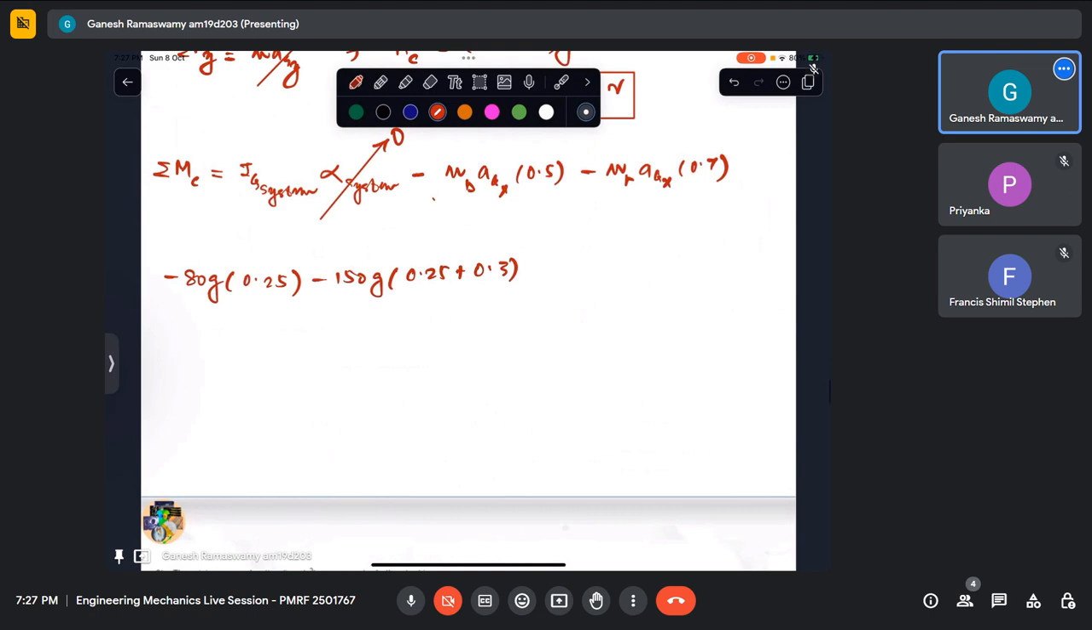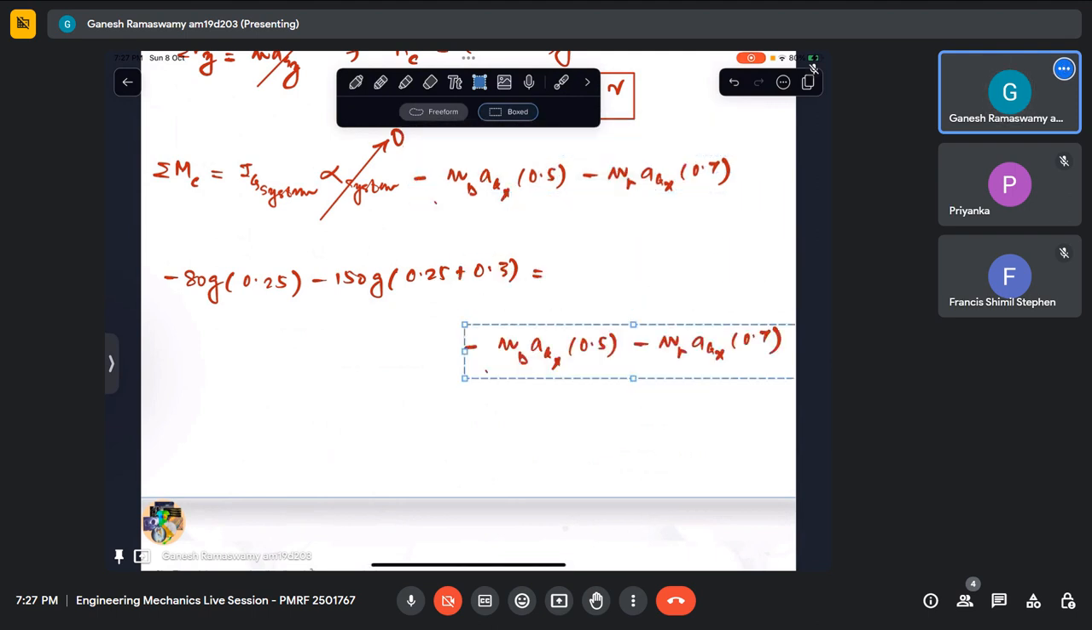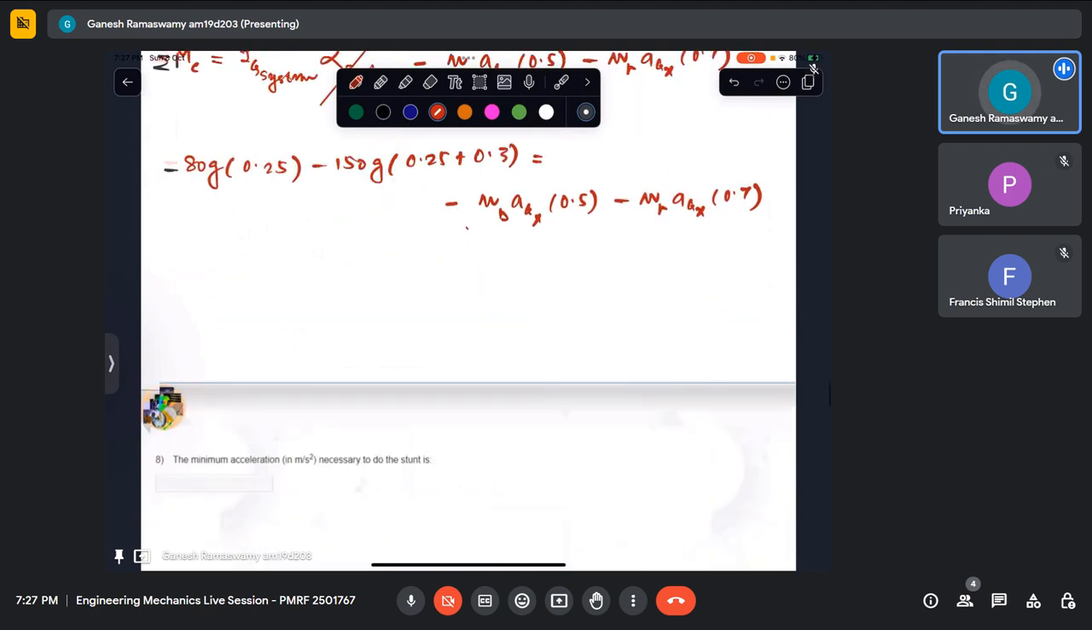Any other forces left? Yeah, I have balanced everything. So this will be minus this quantity, equal to this. So the left side is totally known. Right side, AGX is what is asked, so I can solve for AGX from here. Let me do that. What is the left side? 9.81 into 0.25, 9.81 into 0.25 plus 0.3.